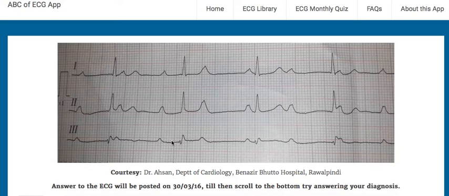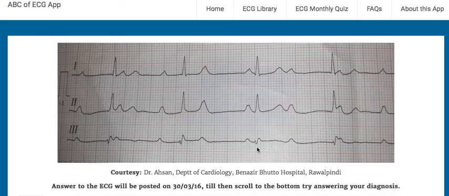This has to be a third degree AV block, because second degree Mobitz 1 AV block shows progressively increasing PR interval, and then there is a drop of QRS complex. There is no drop of QRS complexes over here. Even in second degree Mobitz 2 AV block, there is again a drop of QRS complex after a few beats. But again here there is no drop of QRS complexes. So this definitely is a third degree AV block.